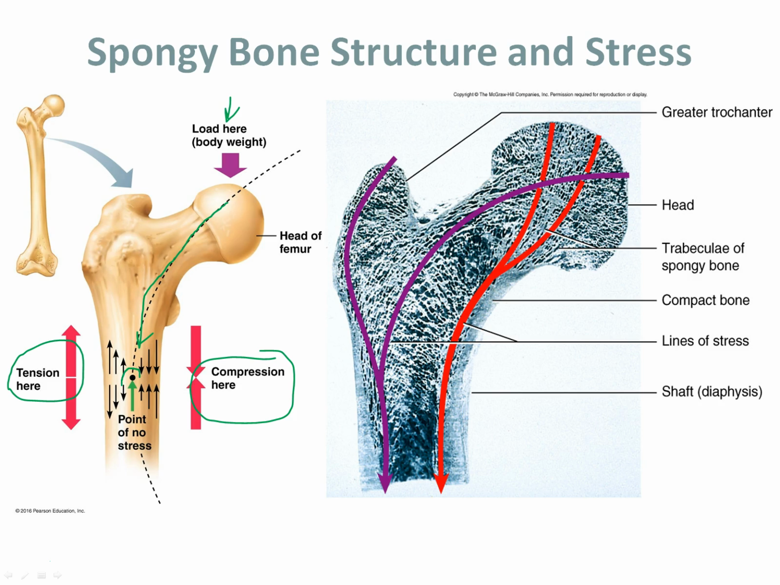There's a magical balancing point right in the middle that's the point of no stress. If we take a look at a cross-section of a bone, we see that point of no stress has no spongy bone. It's an empty area. However, along the lines of stress, we see more spongy bone has been formed. So we have spongy bone over here, spongy bone over here, as well as a line of spongy bone along this line of stress. So the bone will actually remodel depending on the stresses placed upon it.